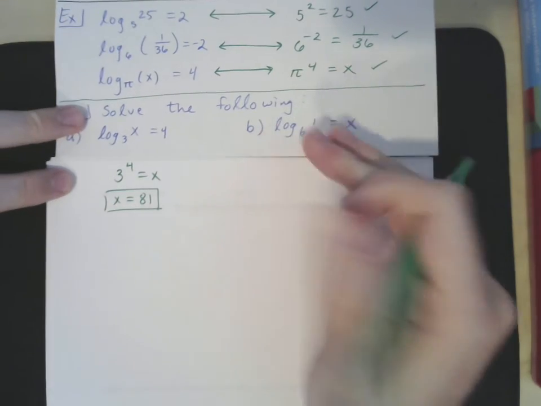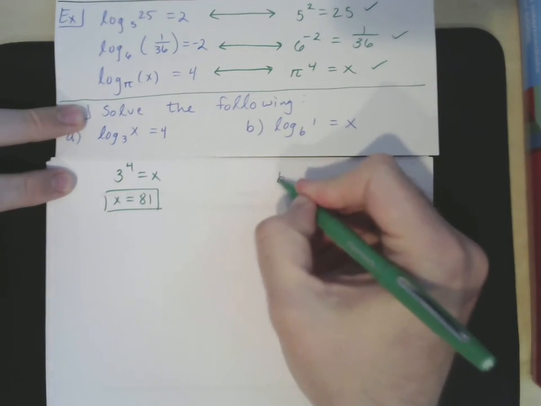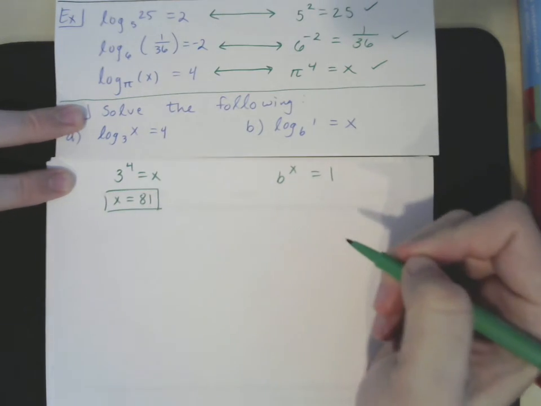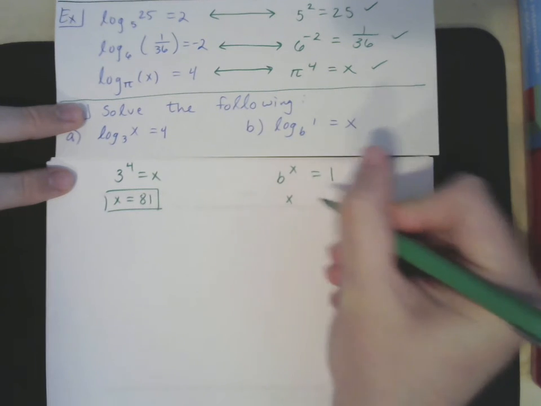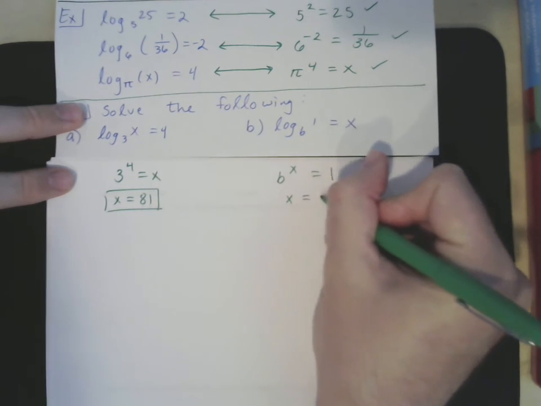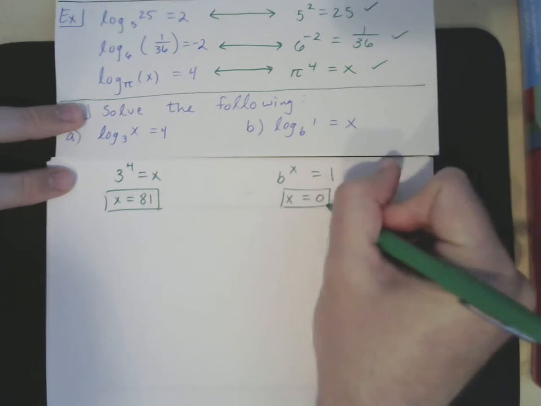Now for this one, this is saying b to the x equals 1. So now we're asking ourselves what power of b will give us 1. And we know that anything raised to the 0th power will give us 1.